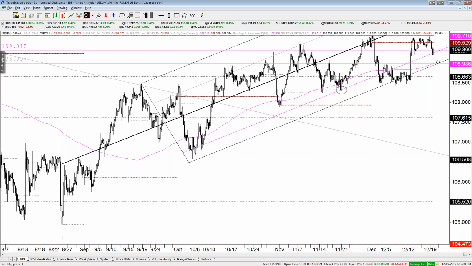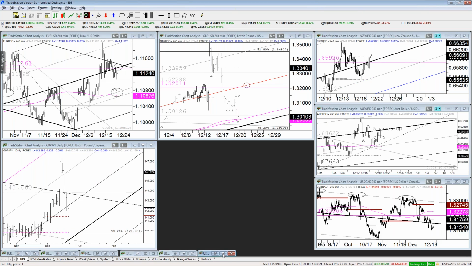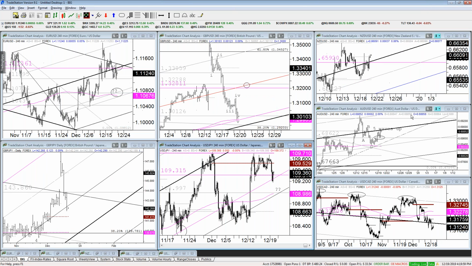But yeah, dollar yen might not be bad on the long side here. You could even play some yen crosses maybe, if you didn't want to do dollar yen.